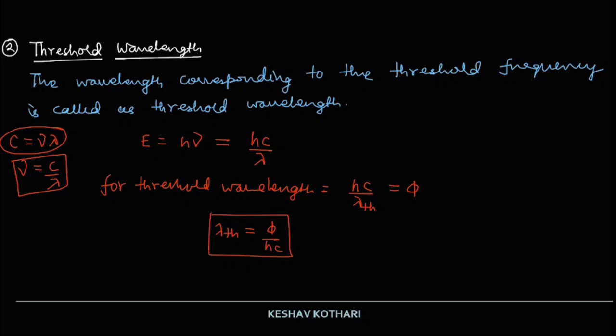And hence, as we are seeing that energy is inversely proportional to wavelength, I can say the following: for the wavelength of incident light lambda greater than lambda threshold, the energy of the incident photons will become less than the work function of the metal, and hence the photoelectric effect will not start.